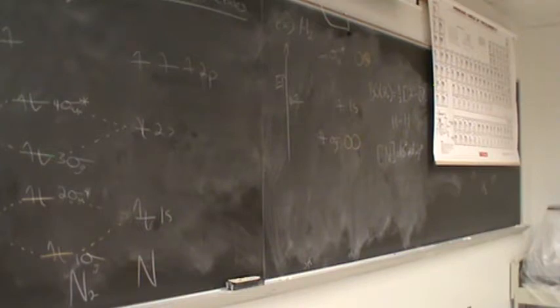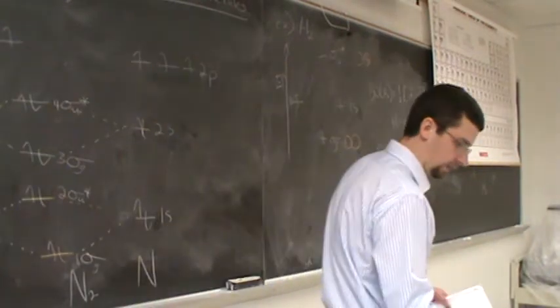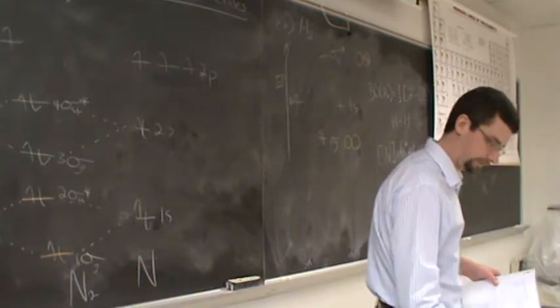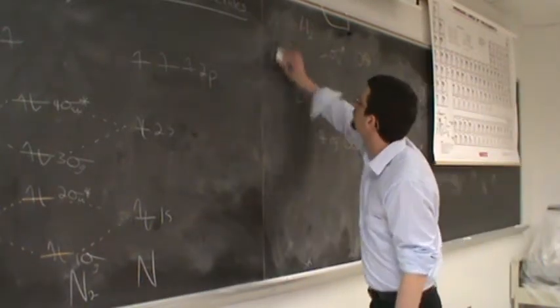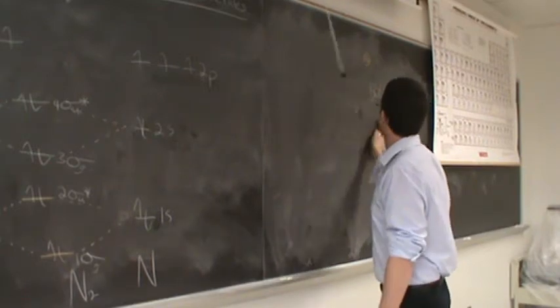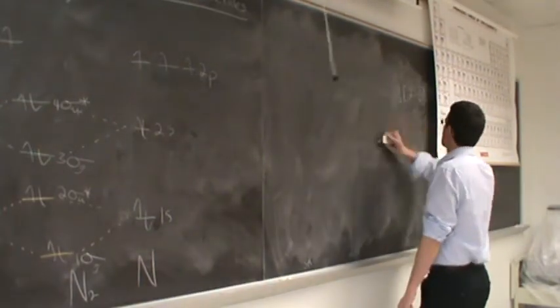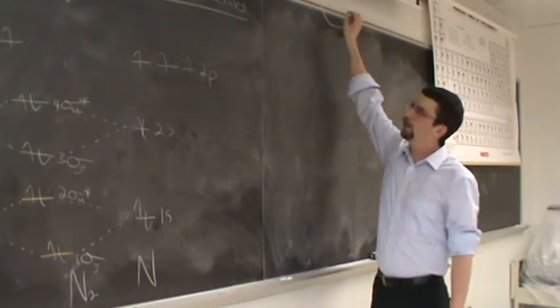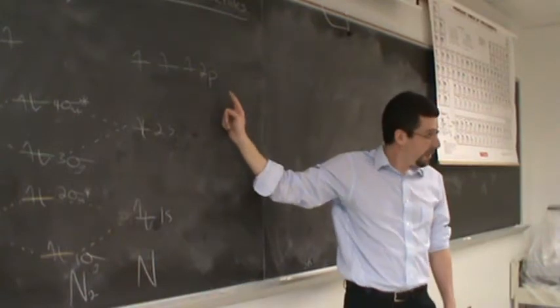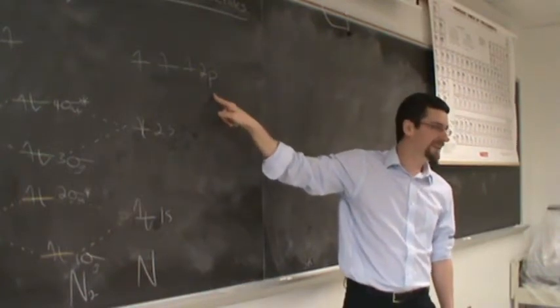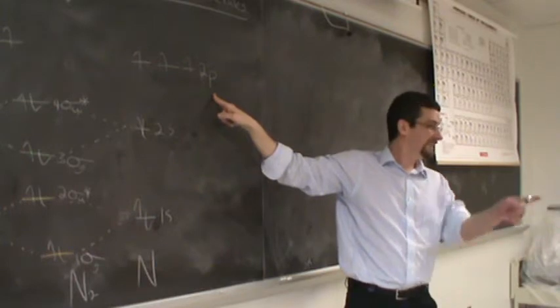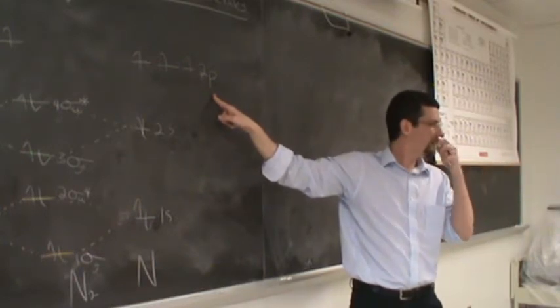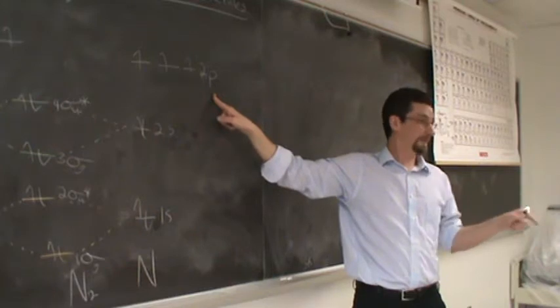Next, we have to deal with the p orbitals, and we have to consider all the different types of overlap that they can have. Before we go any further, let's try to draw some of these. What are the possible m sub l values for the 2p?